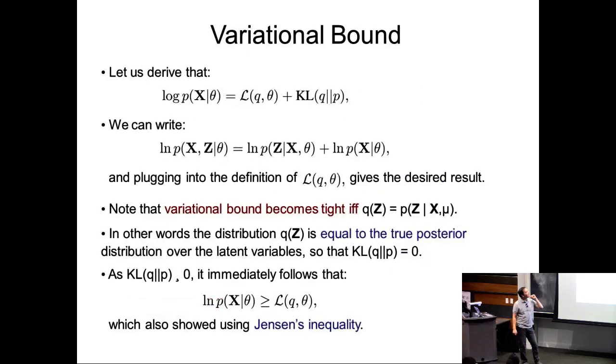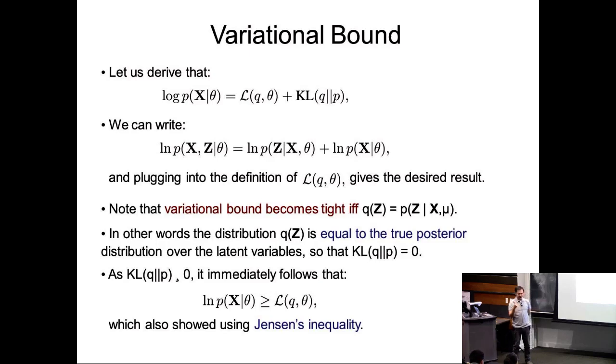So let's derive that this is indeed true. And the way to derive this is really very simple. You're just writing the log of the joint as the log of the posterior plus the log of the marginal. You can plug it into the definition of the variational bound, and you get the result that the marginal log probability equals the variational bound plus KL divergence. It's a very simple, very trivial derivation. And the bound becomes tight if and only if your approximation to the latent variables equals the true posterior. Right? If it's the true posterior, the bound becomes tight.